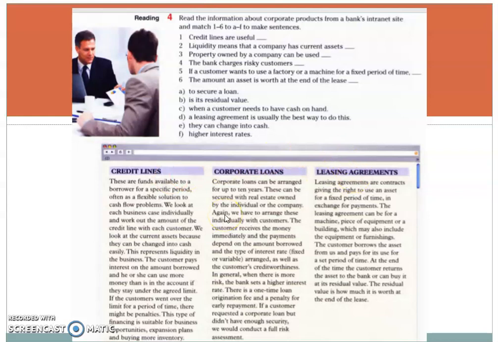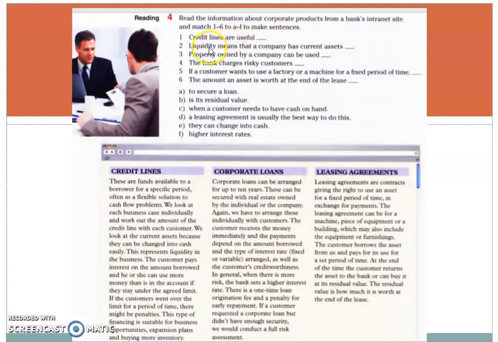Now, let's read. Are you ready to read? Take note of some of the words here, or maybe you can just read by yourselves and try to understand what you have read and answer here. So, the next task is you're going to read the information about corporate products, from a bank's intranet site, and match 1 to 6 to A to F to make sentences.